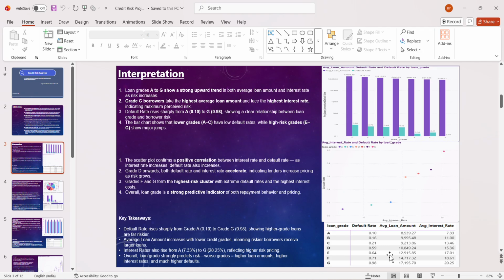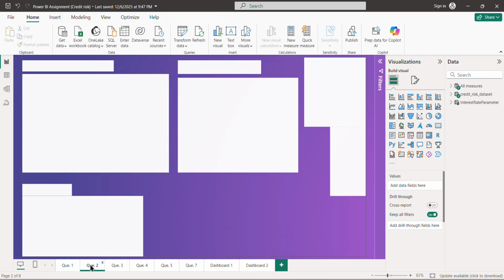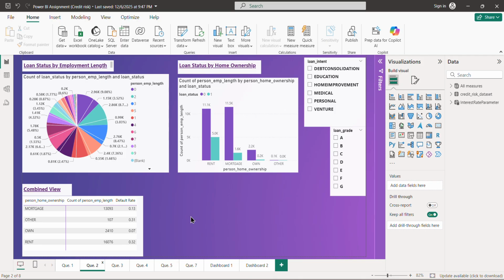So overall, loan grade strongly predicts risk: worse grades equal higher loan amount, higher interest rate, and much higher defaults. Moving on to the next question.